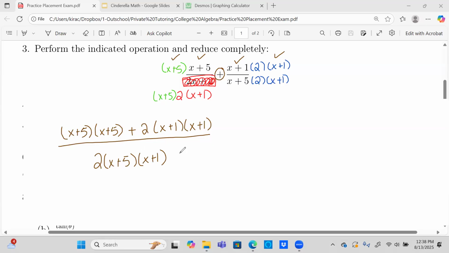Technically, again, that's kind of an answer, but not, because it does say reduce completely. If that wasn't there, we could probably get away with that one. But let's keep going. All right, let's FOIL this out.